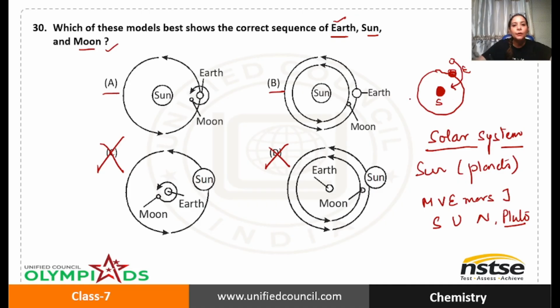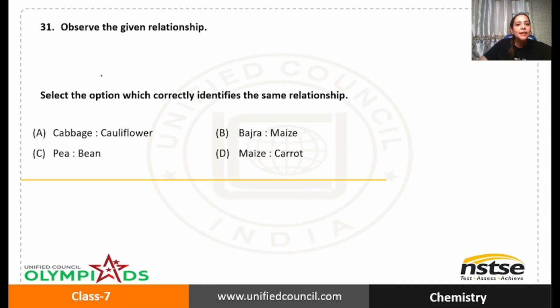So of figures A and B, in both the Sun is in the center, and Earth is moving around the Sun. And Moon must be orbiting around the Earth. Here you can see that Moon is moving around the Earth, and here Moon is in some other orbit. So this one is incorrect and option A is correct. So which option is correct? Option A.